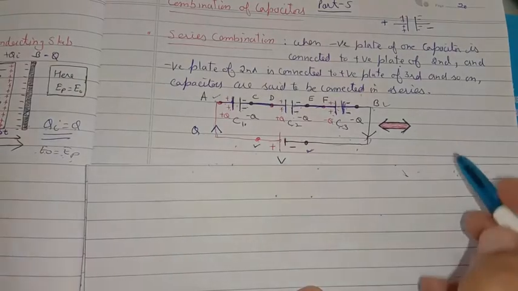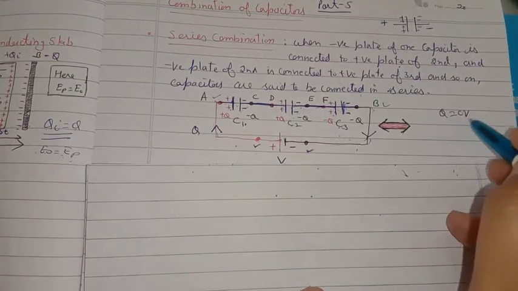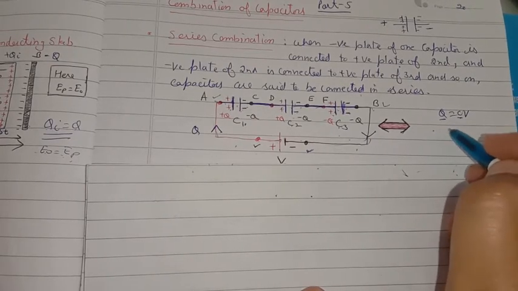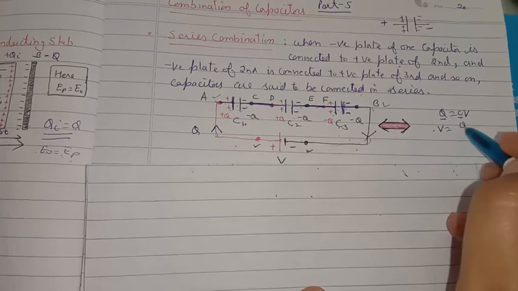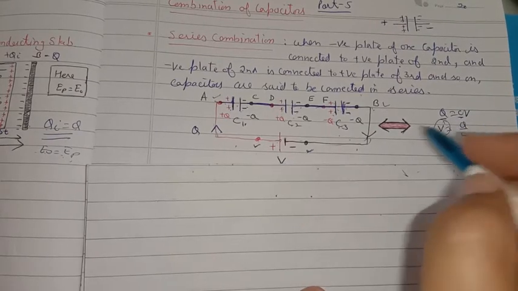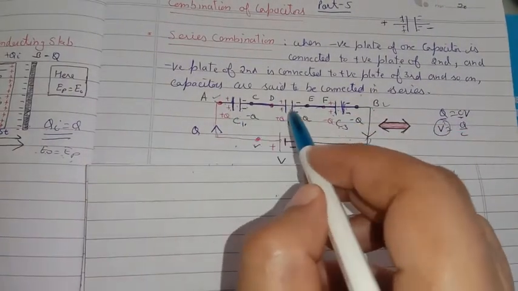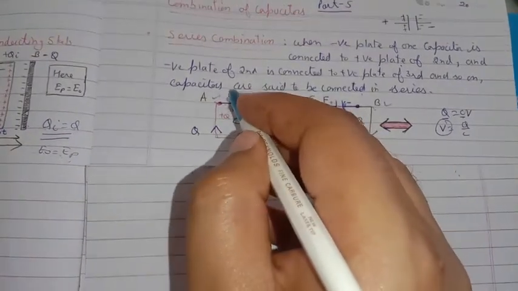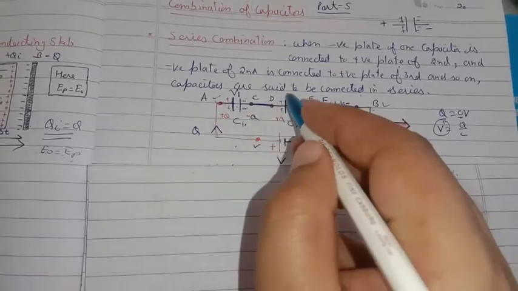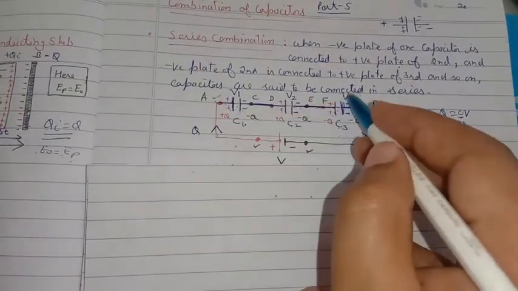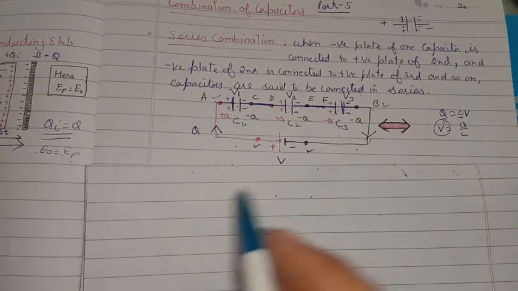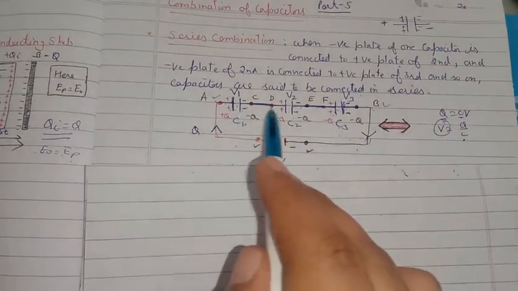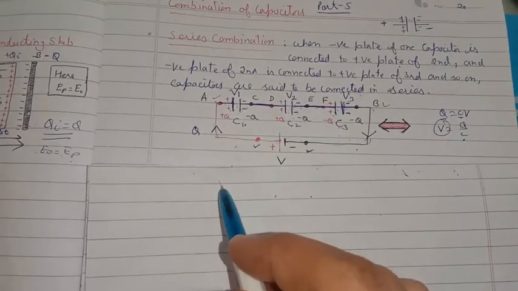But we know that Q is equal to CV. Although Q is the same for all three capacitors, because C is different, V, which is equal to Q by C, the potential difference between the two plates of each capacitor, will be different. Let the potential on the first capacitor be V1, for the second V2, and for the third V3. Because C of each capacitor is different, the potential difference across each capacitor will also be different.